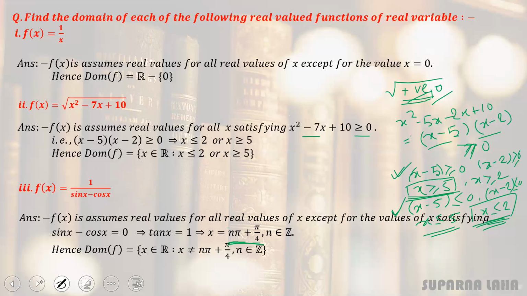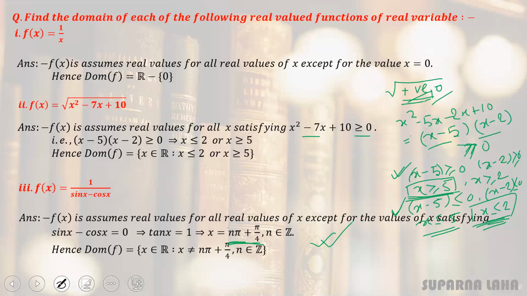Definitely x does not equal nπ + π/4. In those values, the denominator will be 0. So I'm leaving these values and taking the set of all real numbers except nπ + π/4, where n is an integer. Clear? So this is the domain for the function.